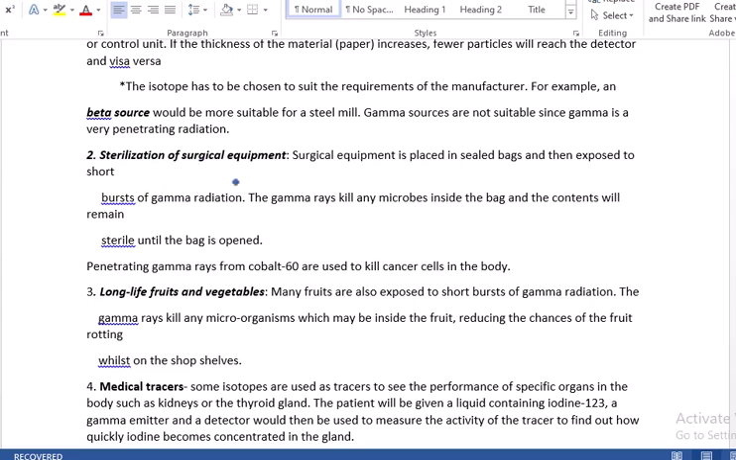Yeah, you can sterilize. Another use is to kill cancer cells in human bodies. Yes. You also get long life fruits and vegetables.